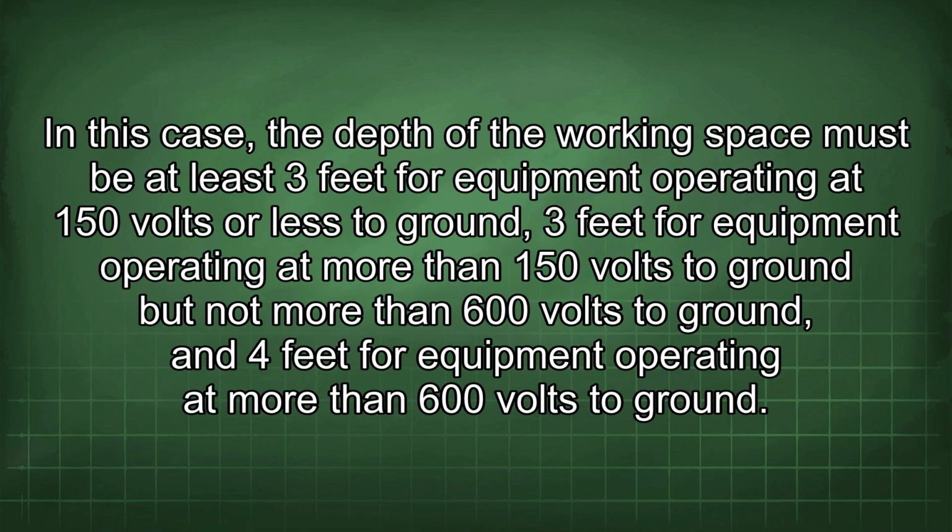In this case, the depth of the working space must be at least 3 feet for equipment operating at 150 volts or less to ground, 3 feet for equipment operating at more than 150 volts to ground but not more than 600 volts to ground, and 4 feet for equipment operating at more than 600 volts to ground.